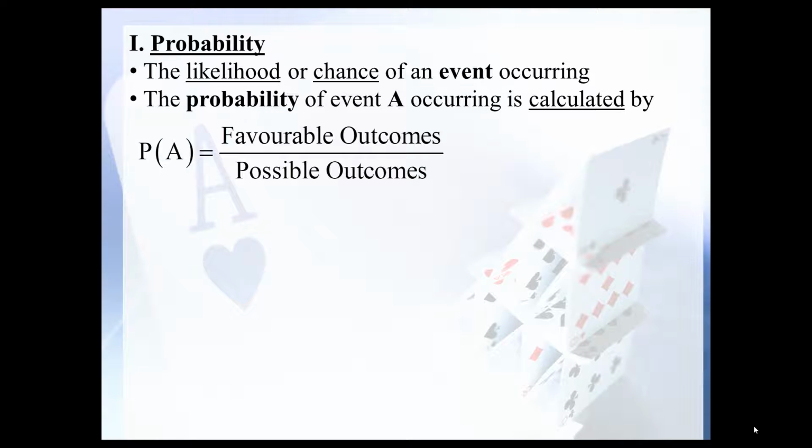This is equal to the number of favorable outcomes divided by the total number of possible outcomes. If we wanted to, we could abbreviate that equation by writing favorable outcomes as FO and possible outcomes as PO. So the probability of event A occurring would be FO over PO. Favorable outcomes over your possible outcomes.